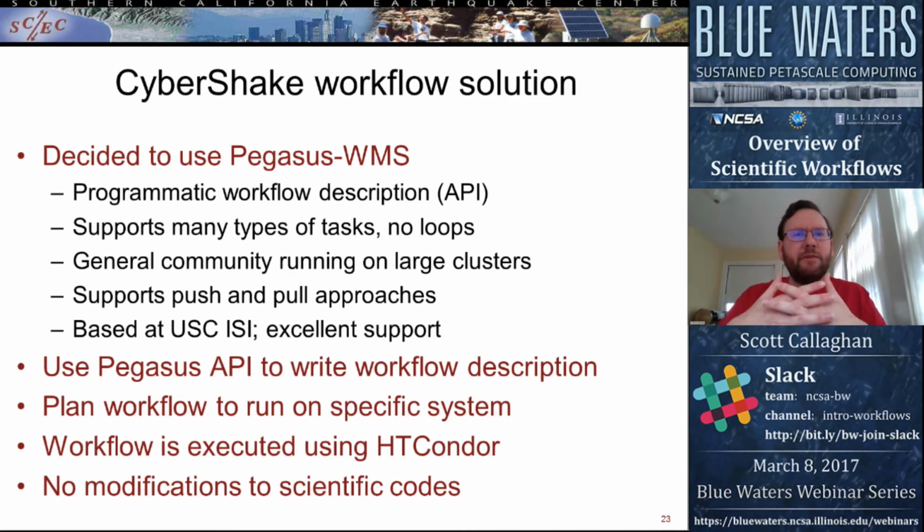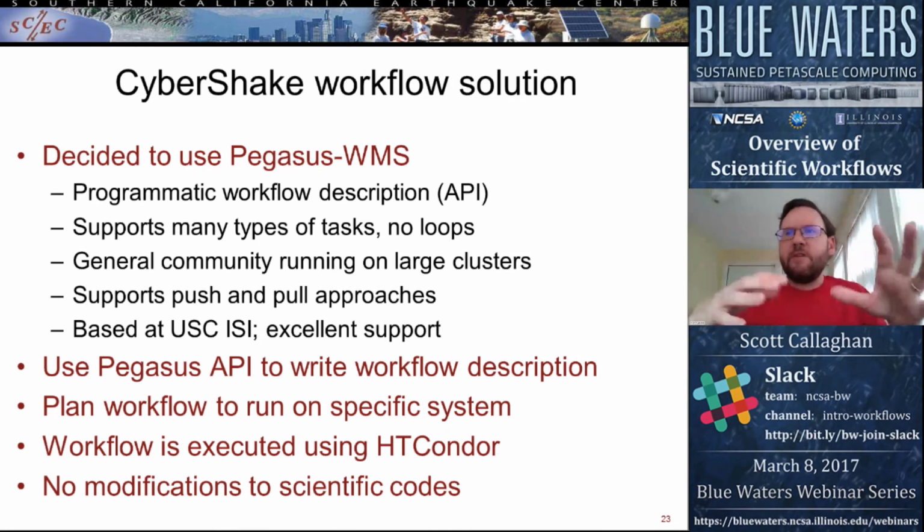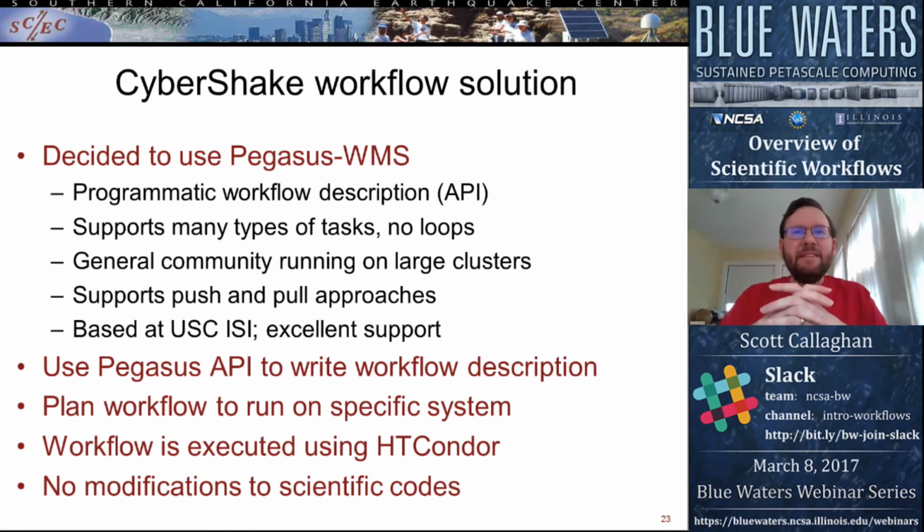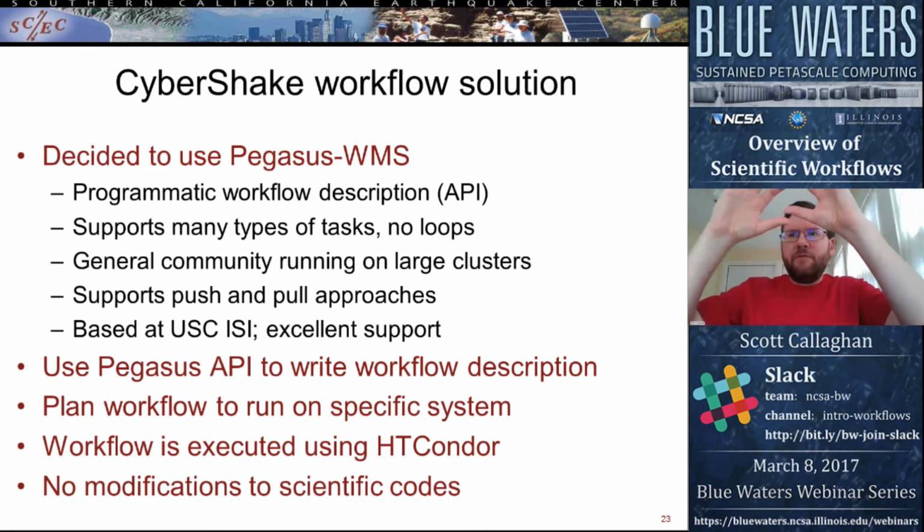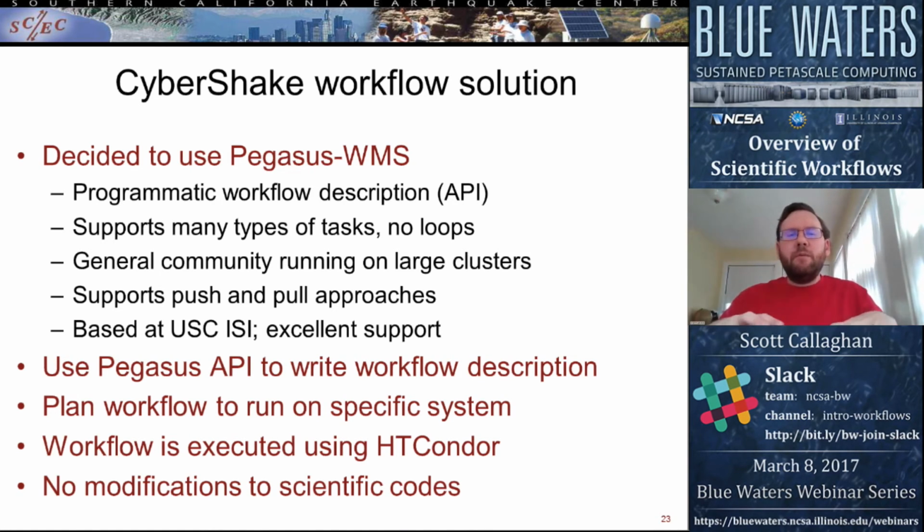A second reason that we chose it, the workload issue, is that Pegasus is good for supporting lots of different kinds of tasks. It's very flexible. Pegasus doesn't support loops. You have to have just parents with children, with children, with children. But we don't have any loops in our process, so this was not a limitation for us. Pegasus is not specific to a certain domain. There's a general community that uses it, but they all tend to run on large clusters. We were also interested in running on large clusters, so this was an aspect of the community that appealed to us. It meant that they dealt with a lot of interesting scalability challenges already.